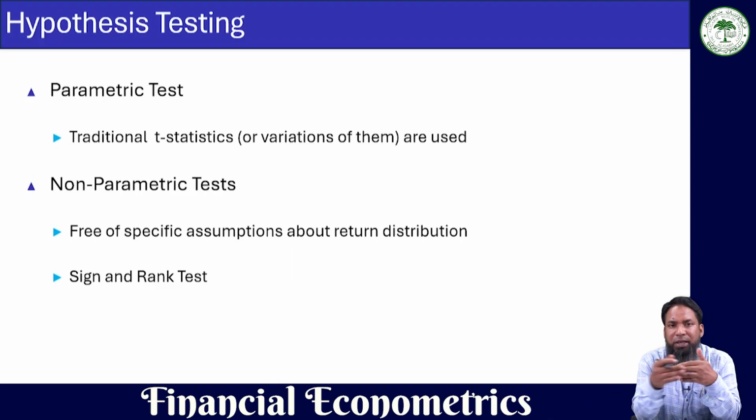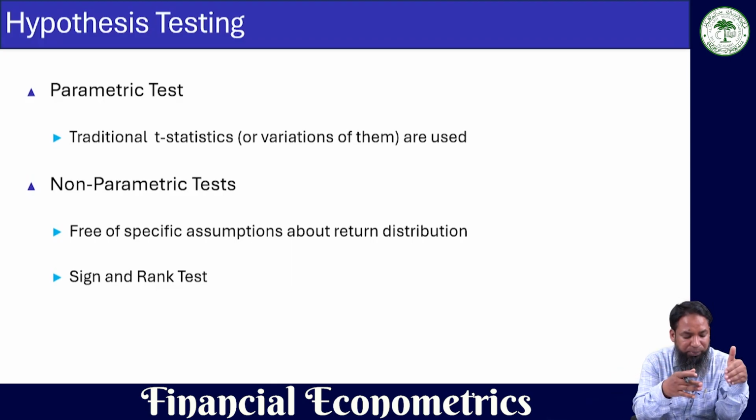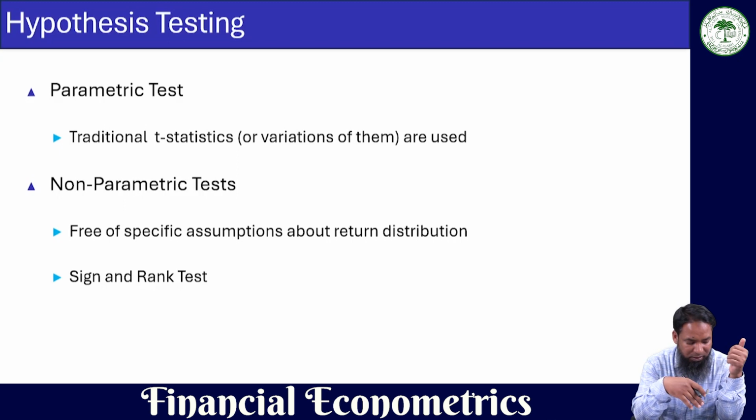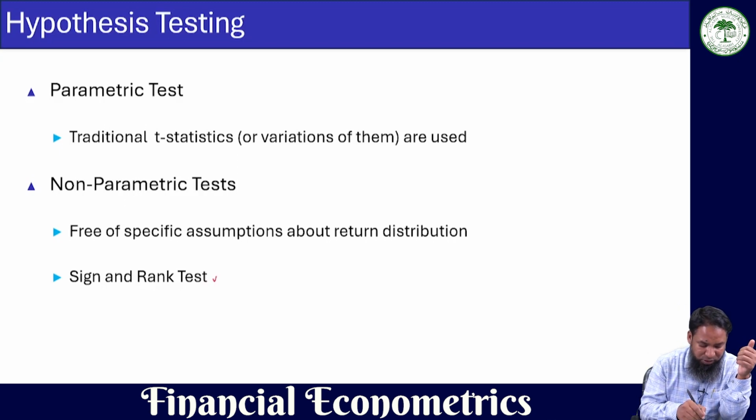Now, to test that, we have two approaches, what we call the parametric test and the non-parametric test. In the parametric test, usually we use the traditional t statistics or the sum of the variance of the t statistics. In case of non-parametric tests, we do not use any traditional statistics, rather it is free of any specific assumption about the return distribution. In that we have two tests, the sign and rank test.